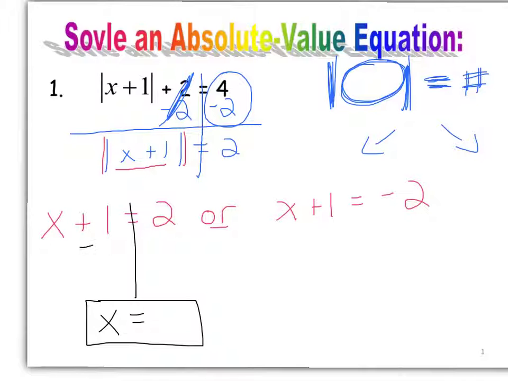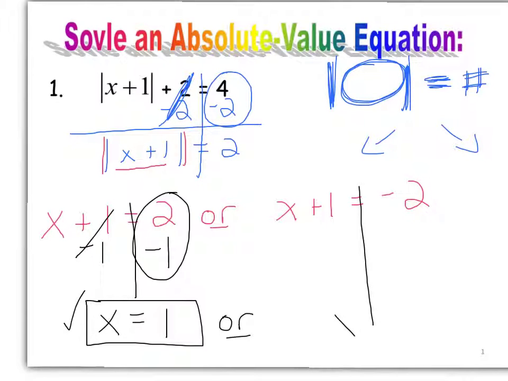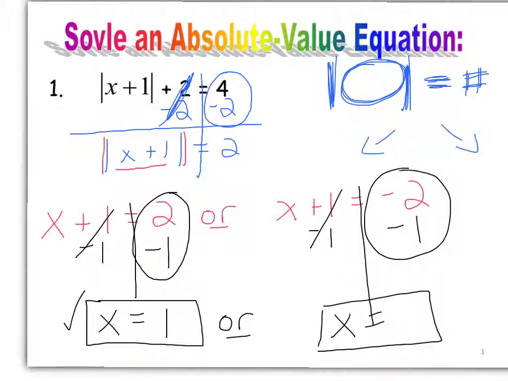Okay, and now we have these two equations and we can solve them to find our two solutions. So we need to get the x alone. We add the opposite, cancel out. 2 plus negative 1 is 1. That'll be one solution to this equation, or we also need to solve this one. If we get the x alone here, again, the process will be the same. We're going to add the opposite, negative 1 to both sides, cancel out. Negative 2 plus negative 1 is negative 3. So the two solutions to this equation are x equals 1, or x equals negative 3.